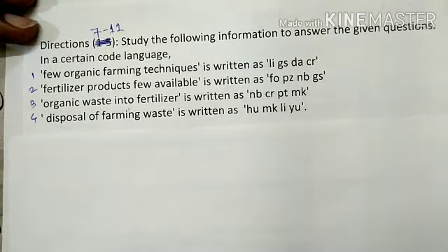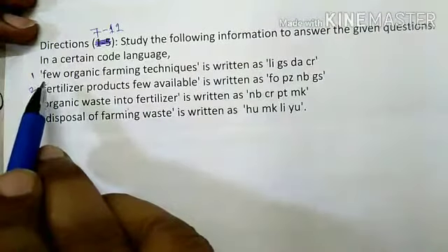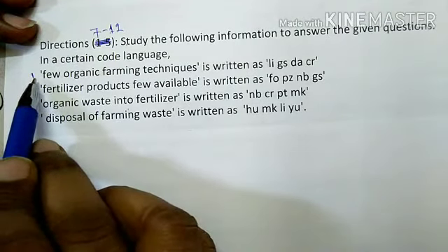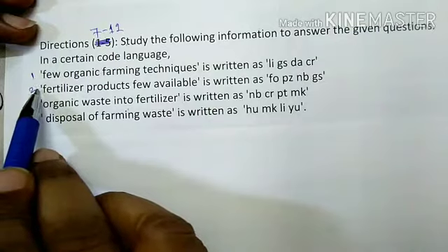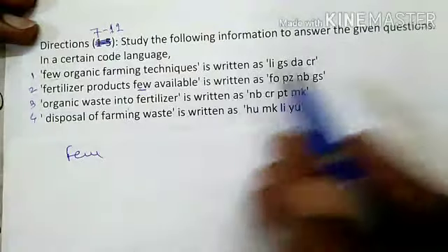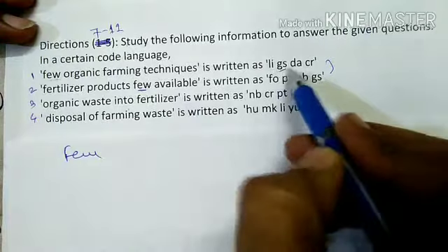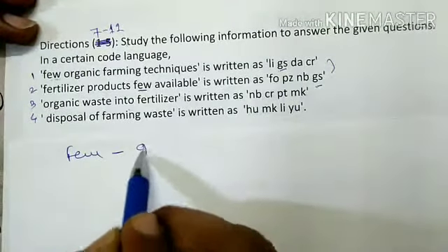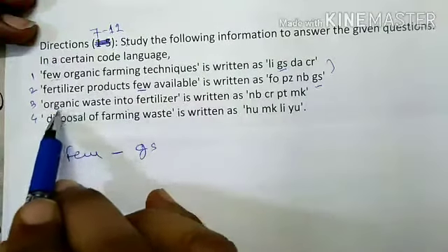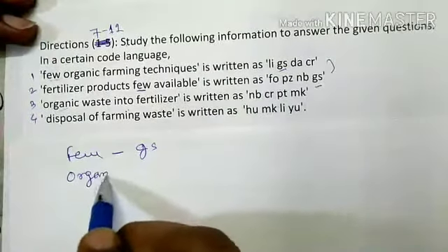Now our first step is to find the code for each word. For that we have to find the common words in the messages. Firstly, in the first and second message, few is common, and in the codes, GS is common. So the code for few is GS. Next, in first and third, organic is common, and in the code, CR is common. So the code for organic is CR.